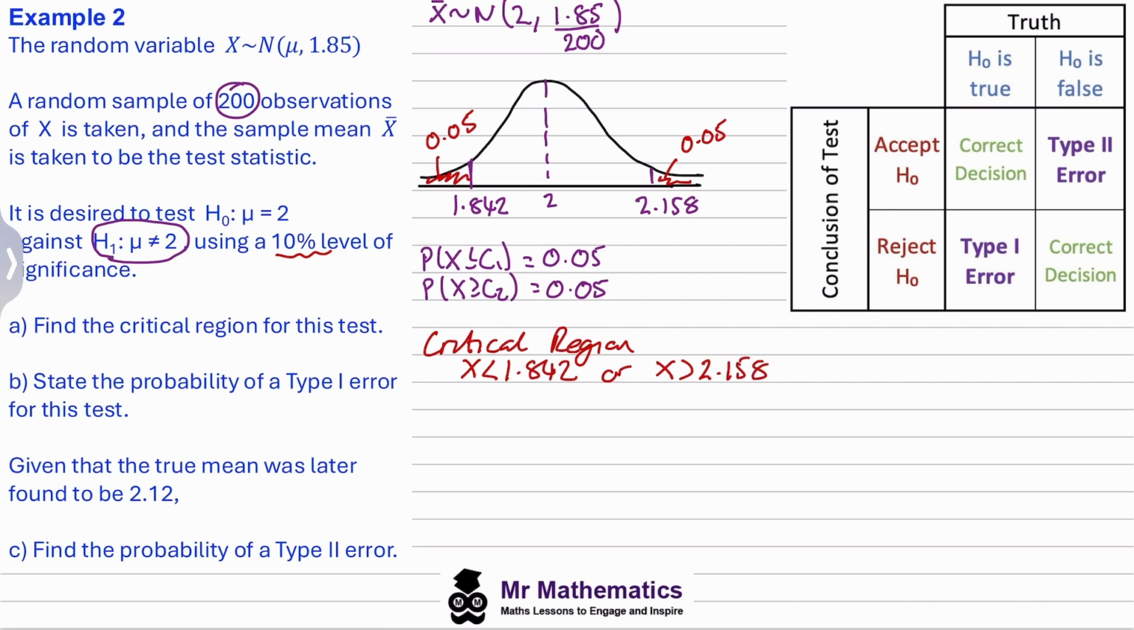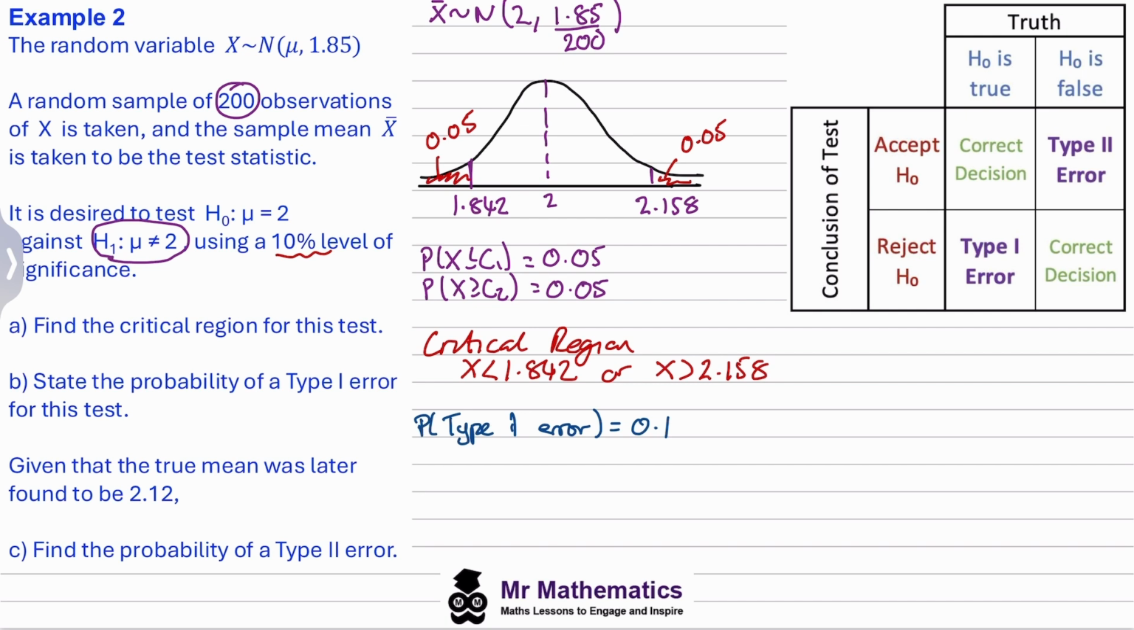Okay? For part B, the probability of a type 1 error, well, we reject H0 given that H0 is true, so it must be in either of our critical regions. So a probability of a type 1 error will be the same as our significance level of 0.1.